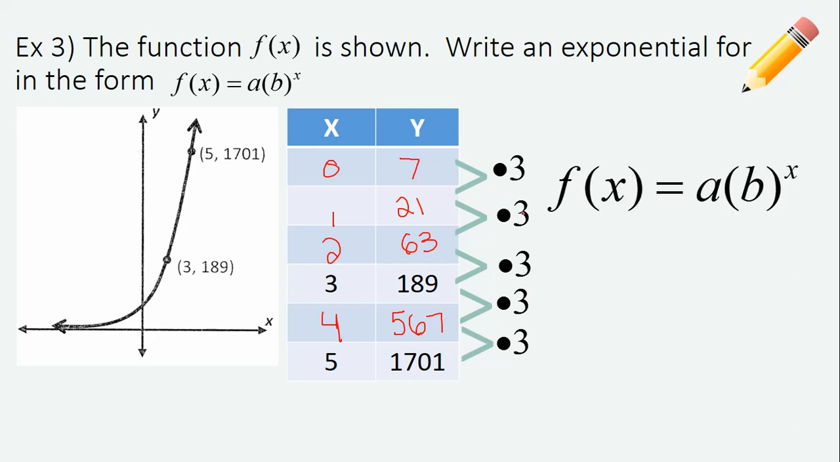So if I write my function out, f of x equals, what am I multiplying by? My repeated factor. Or no, my initial amount. My initial amount is 0, 7. So I'm going to have a 7 there. B is my repeated factor, 3 to the x.